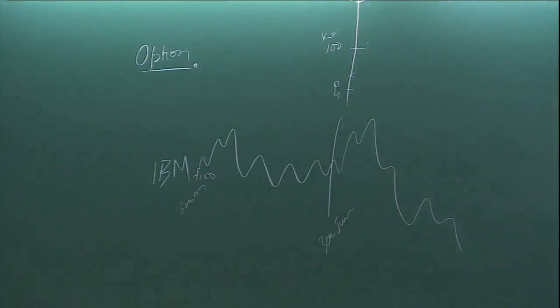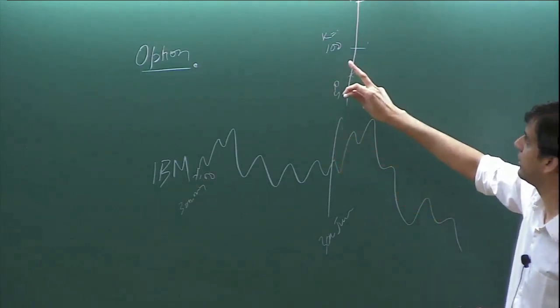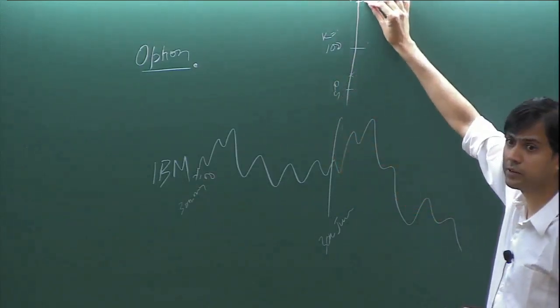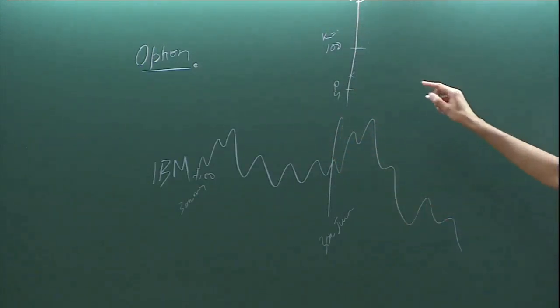It won't be negative, it will be 0, right? Because what you can do here is say that I'm not going to buy it at 100, right? If it is at 200, you will buy it at 100 and you will make an instant profit of 100, right? If you are somewhere here, right?